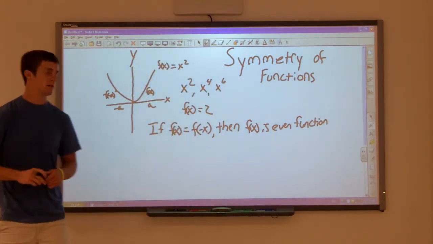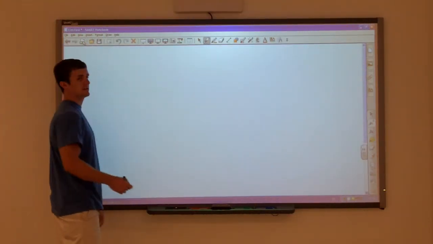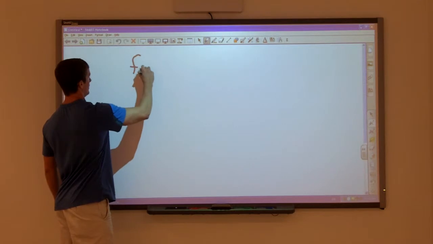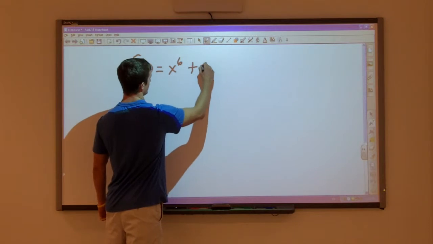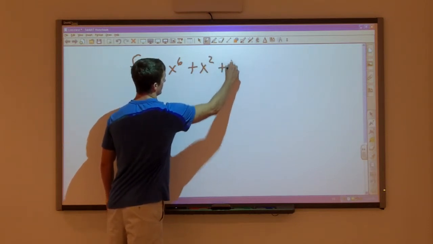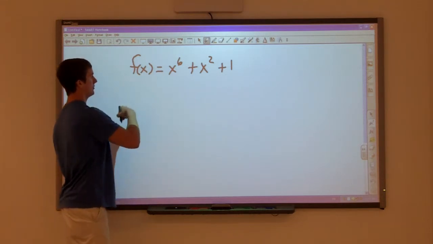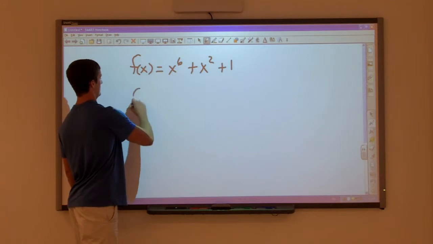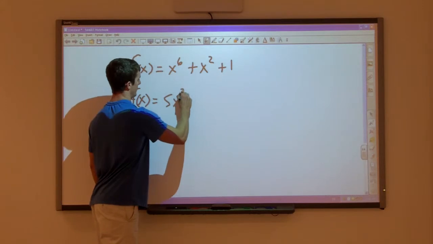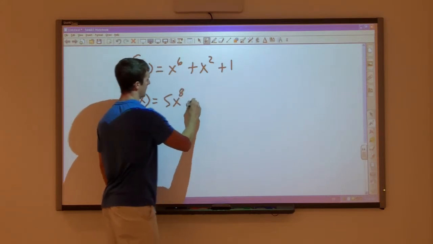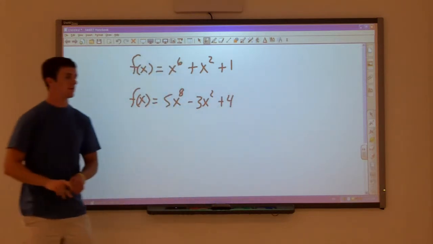Now we can break this apart into even smaller rules, smaller trends. The first rule we'll say is that if we have even functions added together, such as f of x equals x to the 6th plus x squared plus 1, then we know that this function is an even function. Or if we have multiples of even functions added together, such as f of x equals 5x to the 8th minus 3x squared plus 4, this is also an even function.